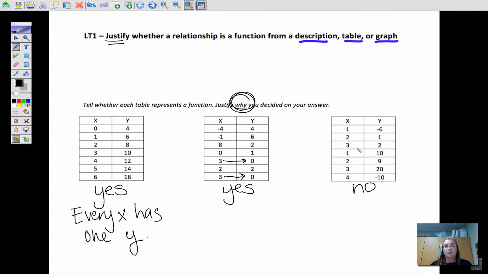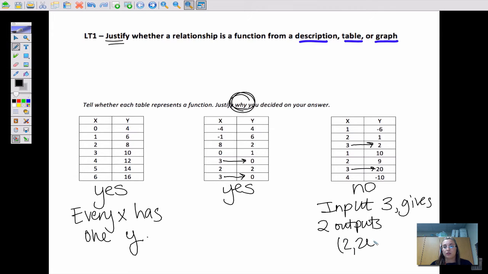And then this last table is a no, because if I look once again at the 3's, for example, 3 has an input, and this could just be one specific example. An input of 3 gives 2 outputs of 2 and 20. You could also say the same thing for 1. You could say the same thing for 2. You might have drawn something like this. 2 goes to 1 and 2 goes to 9. And that's not okay. That's why it's not a function.